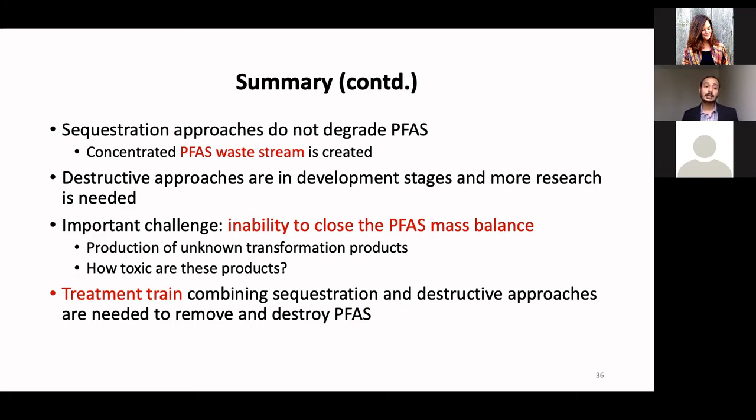One of the important challenges with destructive approaches is the inability to close the PFAS mass balance, which indicates the production of unknown transformation products, which are also organofluorine compounds. It could be PFAS, but we don't know how toxic these chemicals are. Without that knowledge, it's difficult to implement these technologies for full-scale treatment of PFAS. But from these studies, it's clear that a treatment train, or a combination of sequestration and destructive approaches, is needed to remove and destroy PFAS to achieve treatment goals.